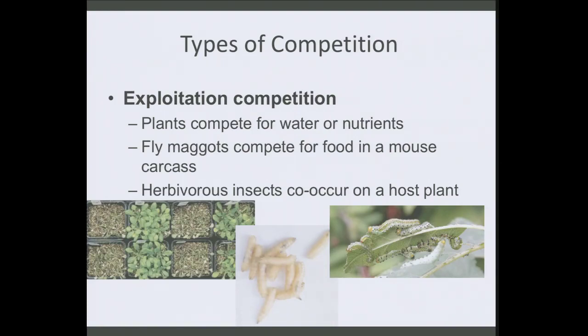So you might think about this as you competing with your brothers and sisters, perhaps at the dinner table. The person that can eat the fastest gets the most food. That might be an example of exploitation competition. And then on the right, the same kind of thing for herbivorous insects co-occurring on a host plant. They're trying to eat as fast as possible to get to that resource.